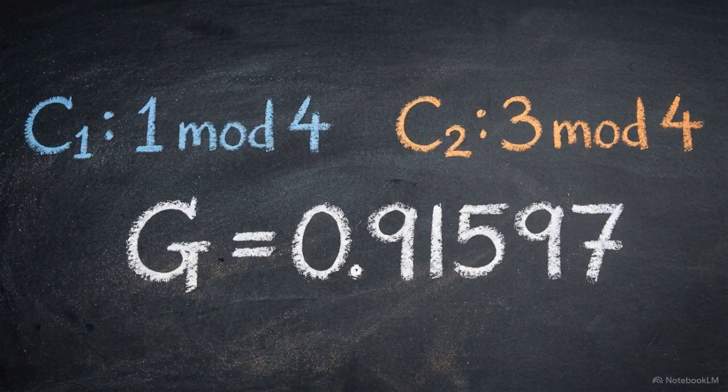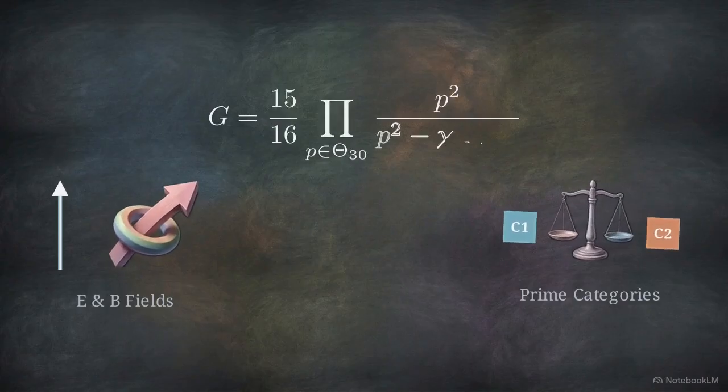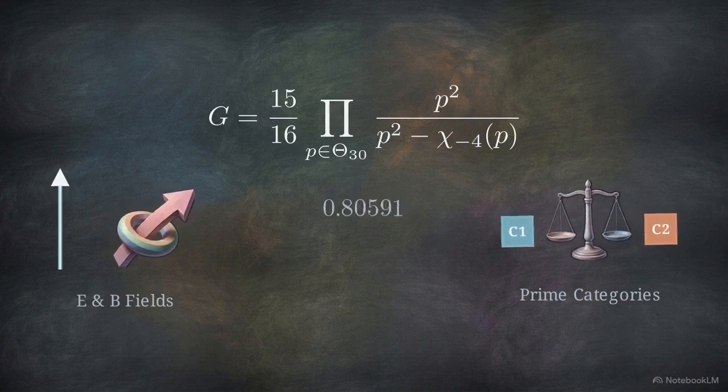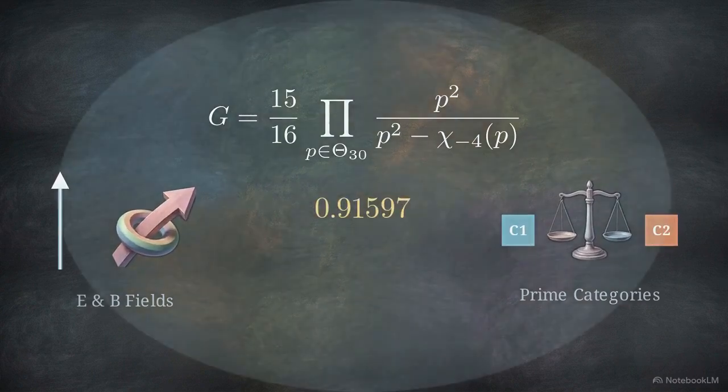Catalan's constant acts as the numerical witness of this balance. It measures the stability of the convergence between the 2 topological lanes. The physical balance of the E and B fields and the numeric balance of prime factors are determined by the same Euler product fixed point.